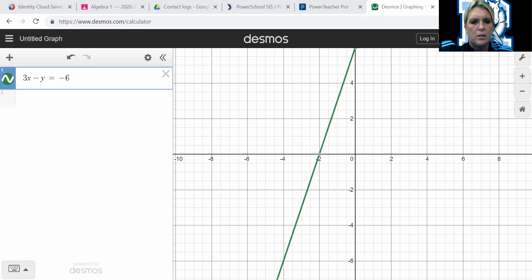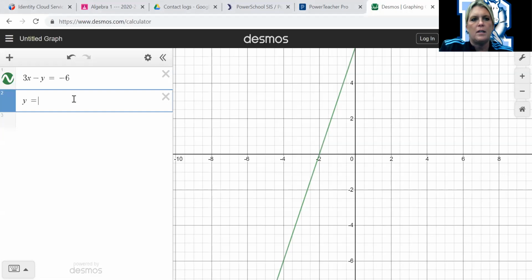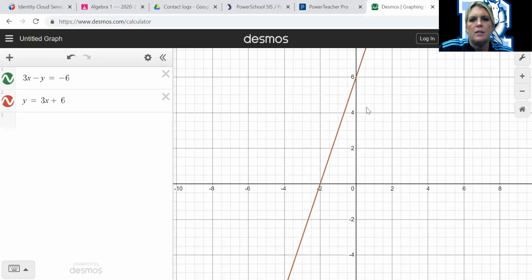The next one was y equals 3x plus 6. The lines are on top of each other. That means that we did it correctly. If you notice, the y-intercept is right here at +6. From left to right, the line is increasing and going up.